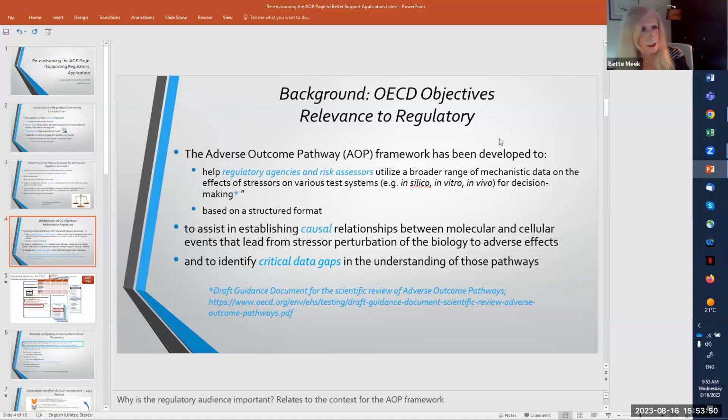Regulatory agencies and risk assessors are considered in an OECD context as the principal target audience for the AOP framework, to facilitate translation and uptake of mechanistic data at molecular and cellular level. So really anchoring to the adverse outcomes, these are the regulatory endpoints previously defined. But also to assist in establishing these causal relationships between molecular and cellular effects and the adverse outcome, and associated identification of critical data gaps. The important aspect here is reference to causality, and that relates to the burden of proof to facilitate the uptake of mechanistic data by the regulatory community.